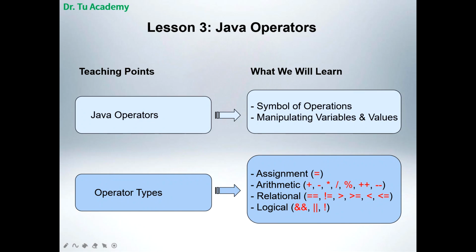What are Java operators? Java operators are symbols of operations. We use Java operators to manipulate data, variables, values. Here are the most commonly used operators: assignment and arithmetic operators: plus, minus, multiply, divide. I will show you how to use these operators in Java code later.